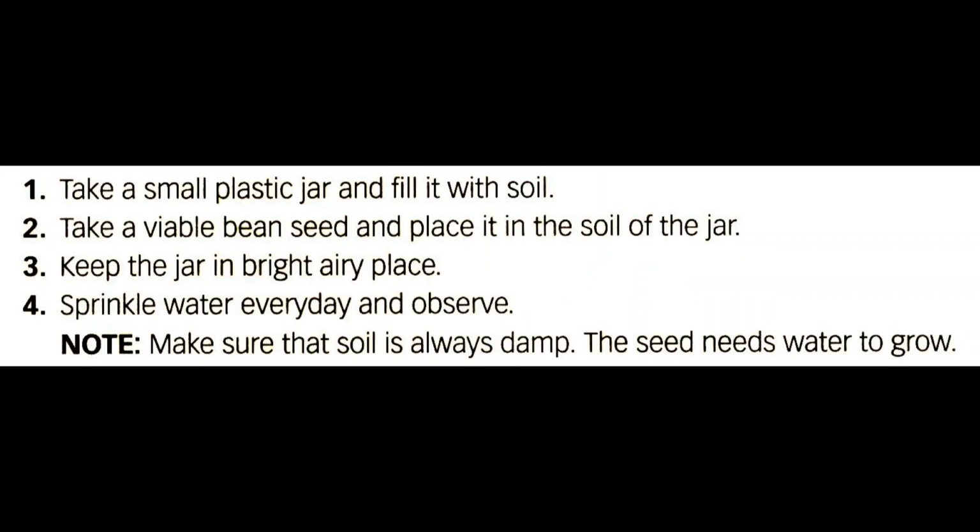Let us do an activity at home. Take a small plastic jar and fill it with either soil or water. Water will also do. Take a viable bean seed. Viable means a good, healthy bean seed, and place it in the soil or the water in the jar. Keep the jar in a bright and airy place. Sprinkle water every day if it is in the soil. If it is in the water, you need not sprinkle extra water. Observe after a few days.